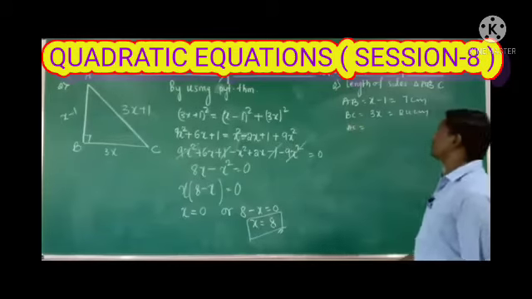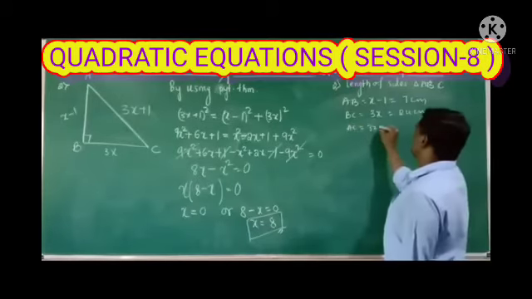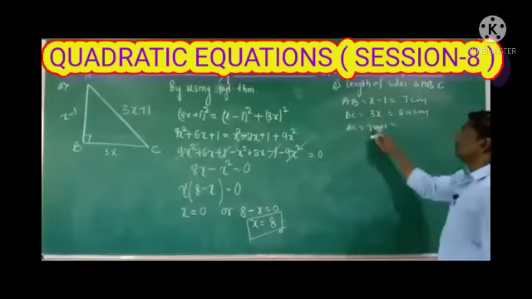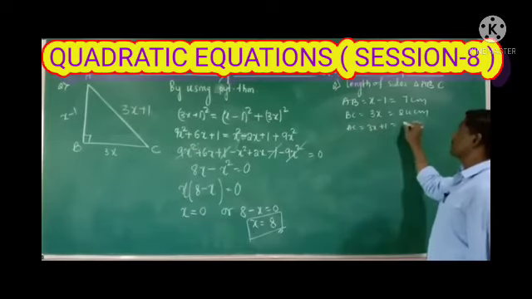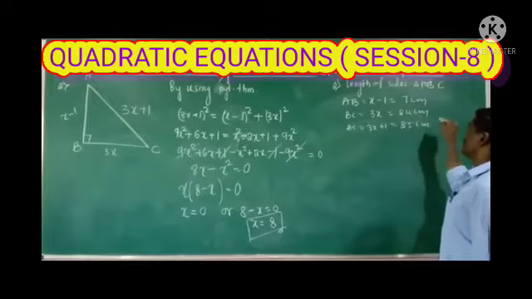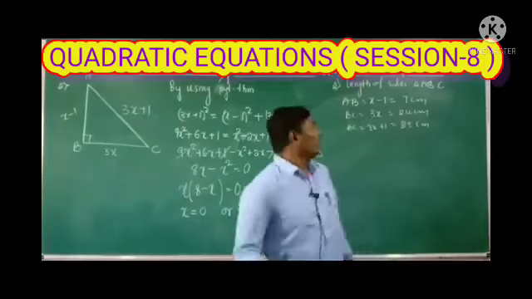Next, AC, the third side. It is the hypotenuse of the right angle triangle. So 3x plus 1, which is 8 3s are 24, 24 plus 1, 25 centimeter. So these are the three lengths of the right angle triangle.